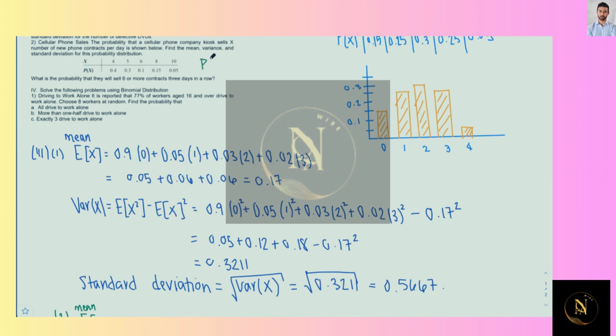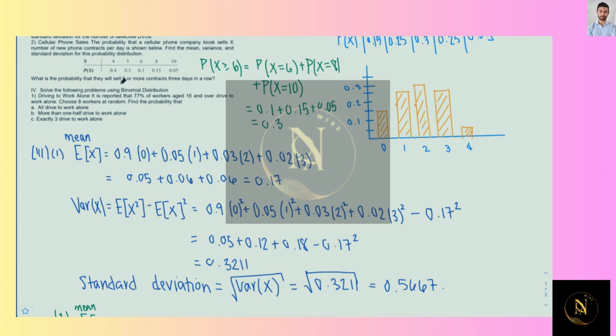Okay, so the probability that X is greater than or equal to 6 is, this is discrete, so it's the probability of selling 6 plus the probability X is 8 plus the probability X is 10. So that's 0.1 plus 0.15 plus 0.05. So that's 0.3. So the probability they sell 6 or more contracts on one day is 0.3.